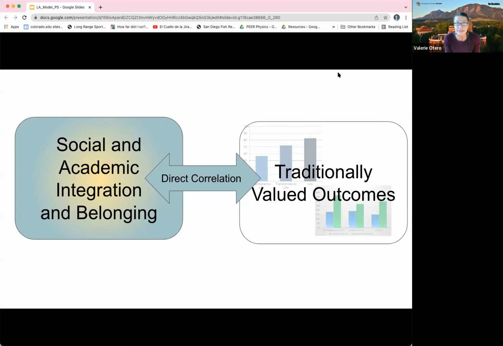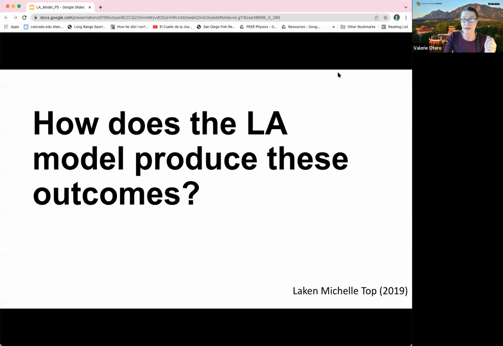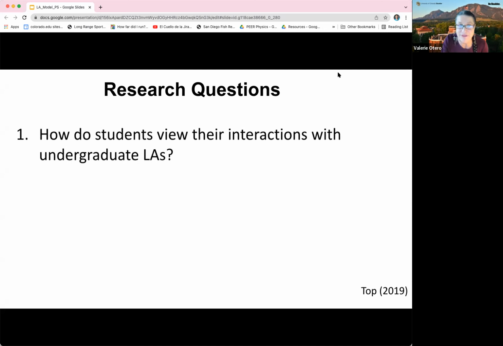And it shouldn't surprise us, because we know from the literature that social and academic integration and belonging are correlated with traditionally valued outcomes. There's a lot of literature along these lines, and this takes place especially for students from groups that are traditionally underrepresented in STEM. And so we set out back in about 2018 to try to understand what the LAs are doing. If these seem to be outcomes that are maybe a little different than we had anticipated, let's try to find out what they're doing to achieve these outcomes.